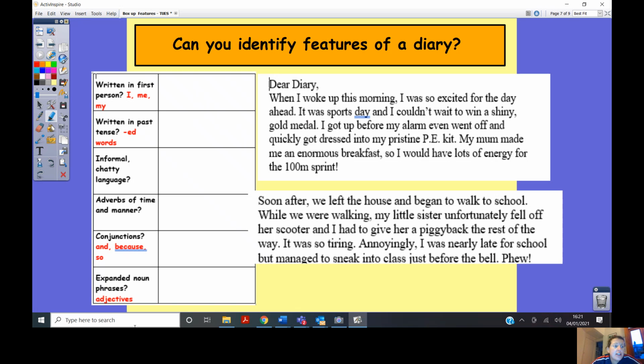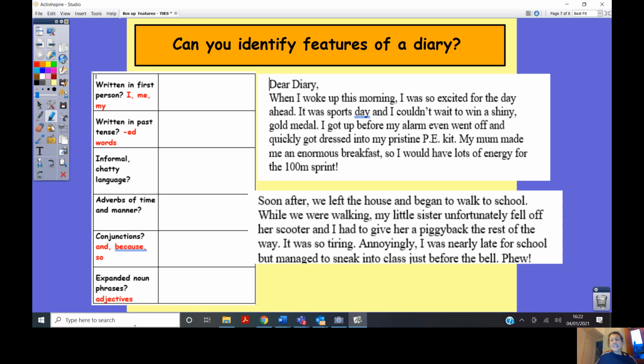We're going to do an example together so you can have an idea of what I'm going to be asking you to do in your independent task, because you will then have 2 examples of diary entries where you need to identify the features. I'm going to read it to you one more time. While I'm reading, think about all those different features that we've discussed and see if you can already start spotting them.